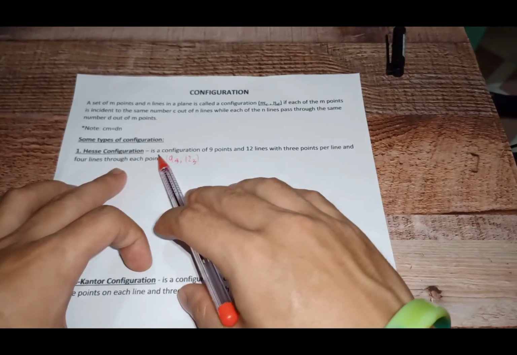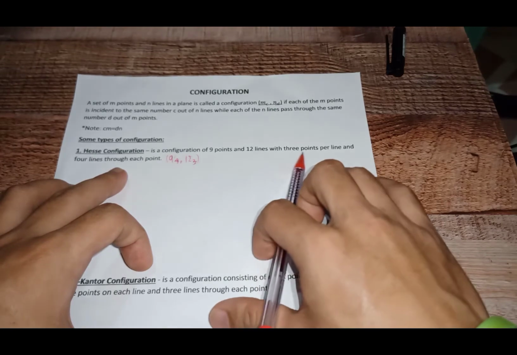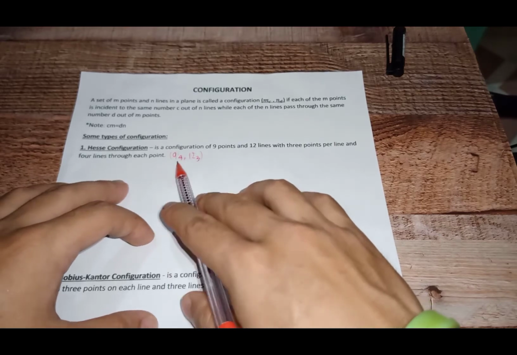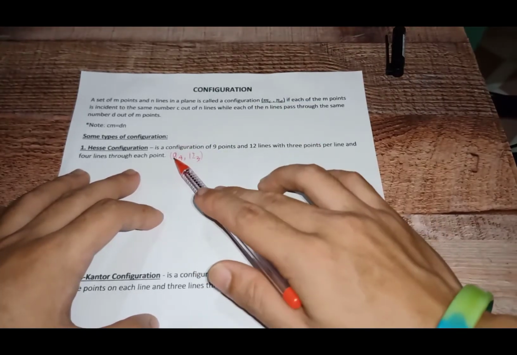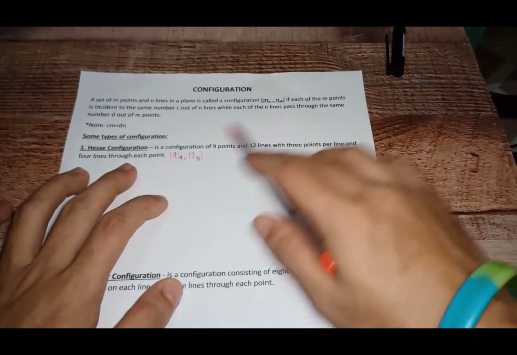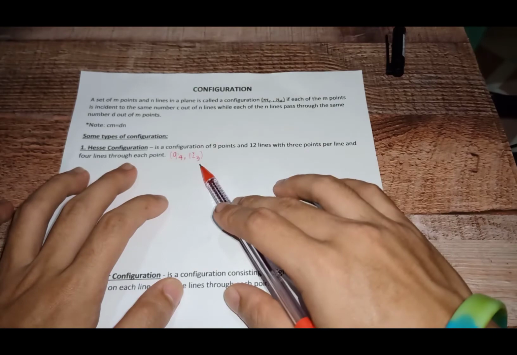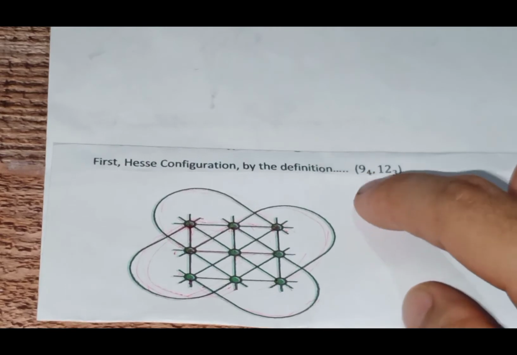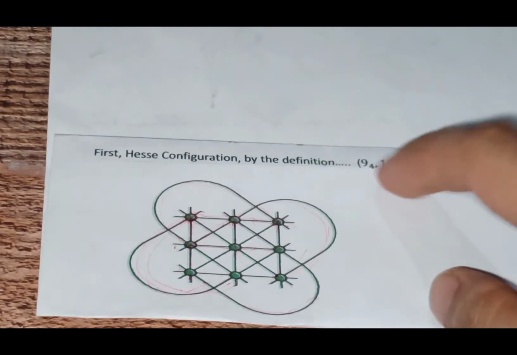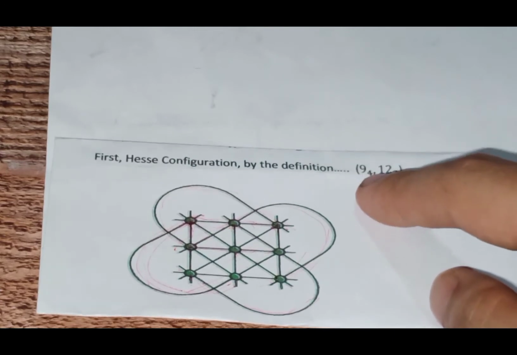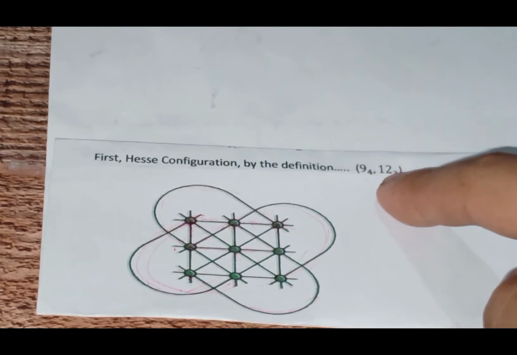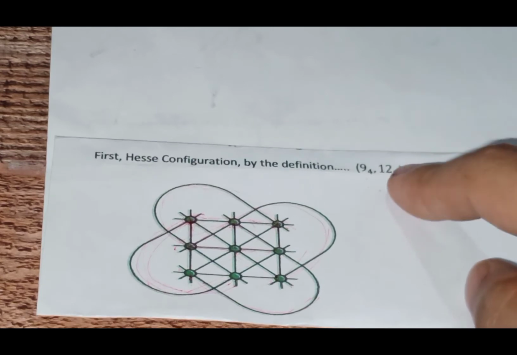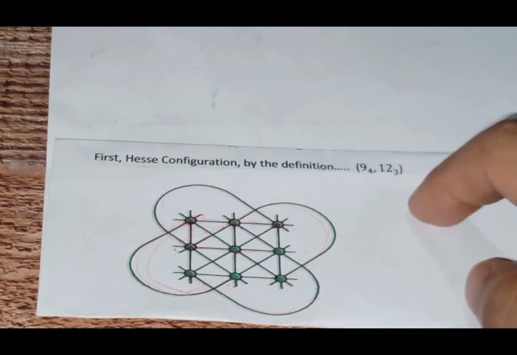By definition, it is a configuration of 9 points and 12 lines with 3 points per line and 4 lines through each point, denoted as 9 sub 4 and 12 sub 3, where 9 represents M, 4 represents C, 12 represents N, and 3 represents D. So we have 9 points, each consisting of 4 lines, and 12 lines, each consisting of 3 points.